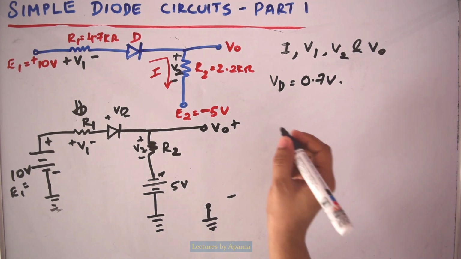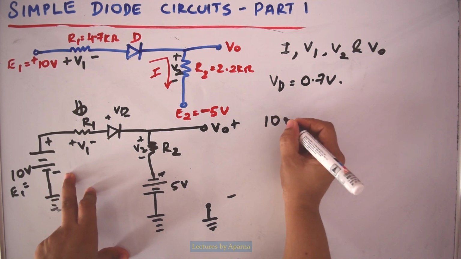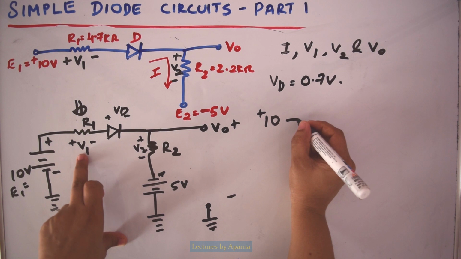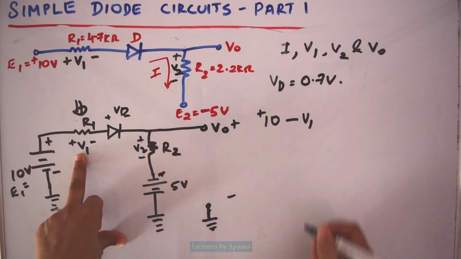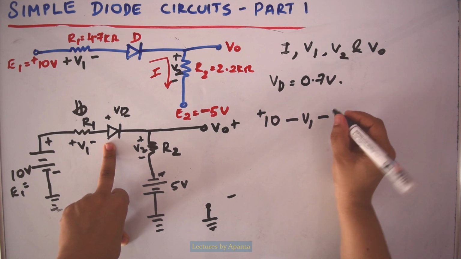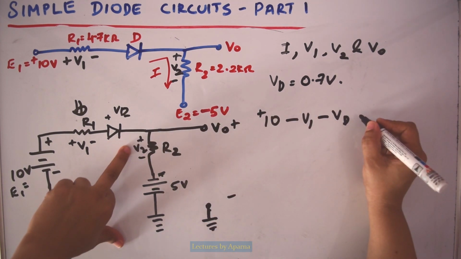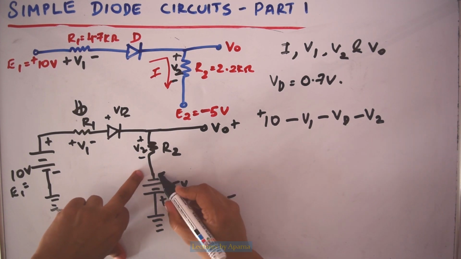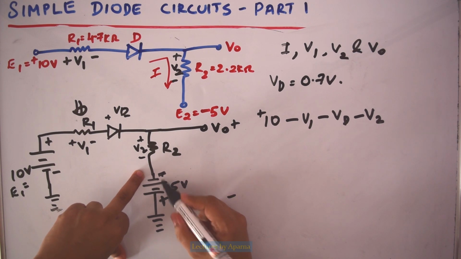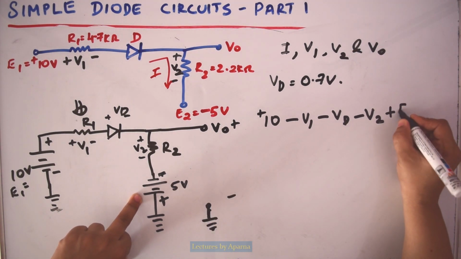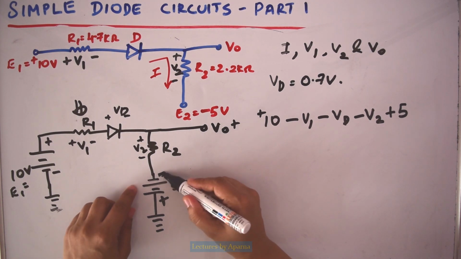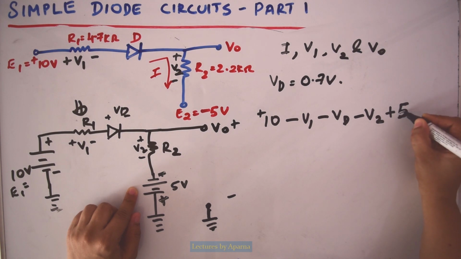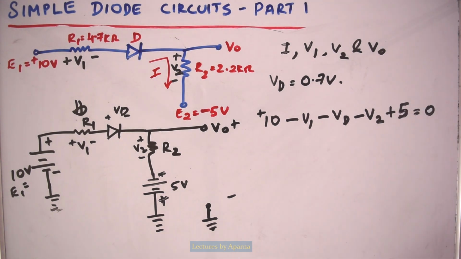Now we have to apply Kirchhoff's voltage law here. So here it will be 10 volt, which is an increase in potential, therefore plus value, minus V1 because it's a decrease in potential, minus VD. When you reach here it will be minus V2, and here on this side, from minus to plus you are going. So that means it's an increase in potential, therefore it will be plus sign here because we are going from the negative terminal to the positive terminal. So this plus 5 will be given here. This will be equal to 0.